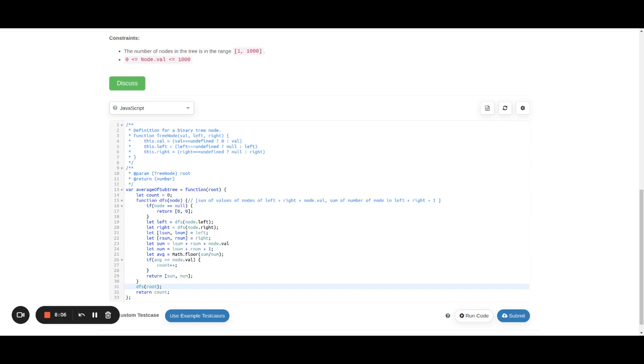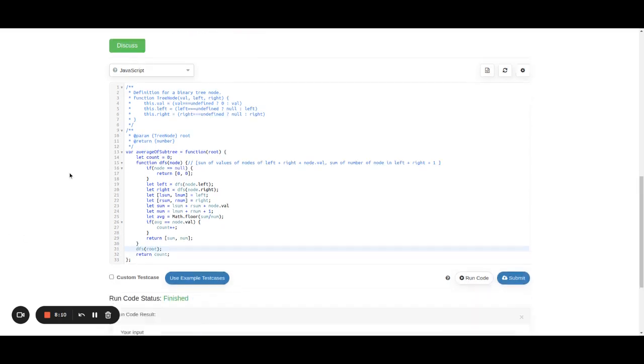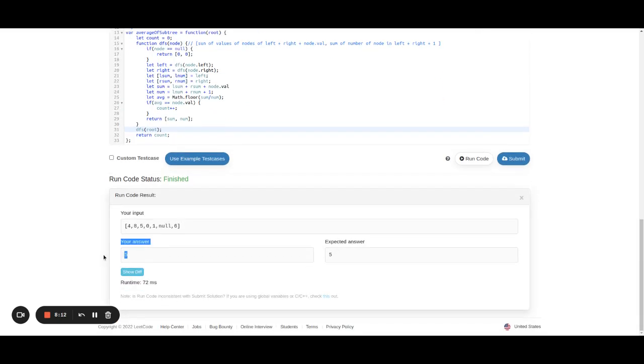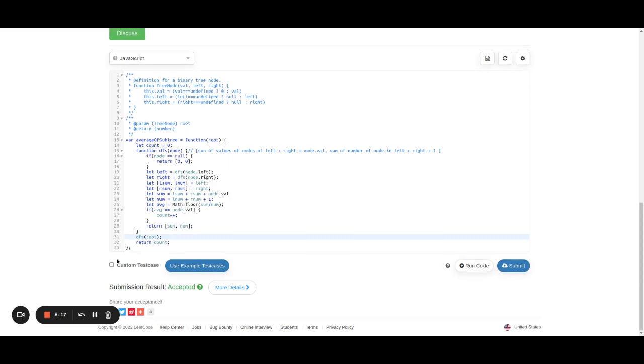So let's try to run this code. It gives the correct answer, 5. Let's try to submit it. It is accepted. Thank you guys.